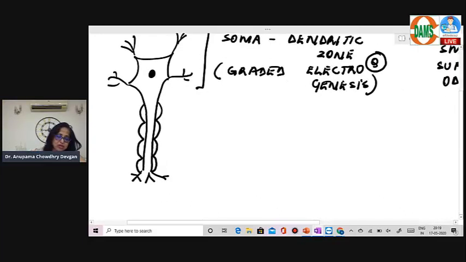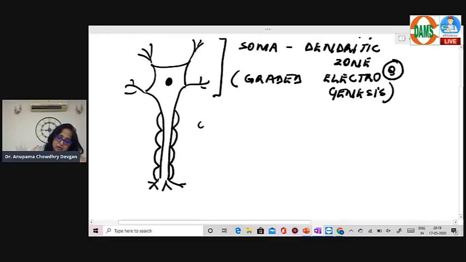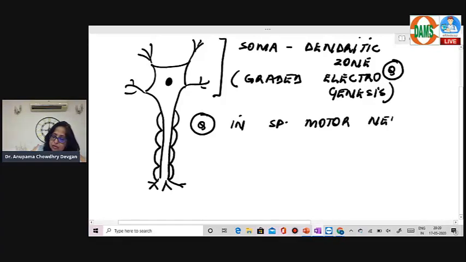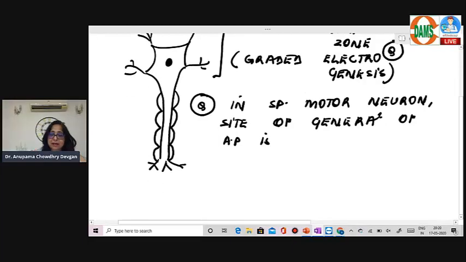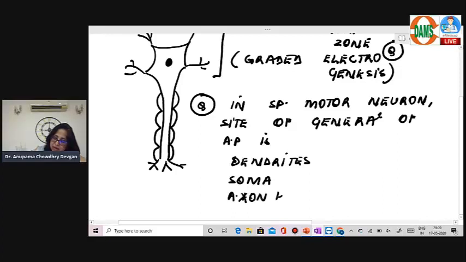Now, let us see the questions which have come from this particular topic. The first question says, in a spinal motor neuron, what is the site of generation of an action potential? Is it going to be the dendrites? Is it going to be the soma? Is it going to be the axon hillock? Or is it going to be the axon?